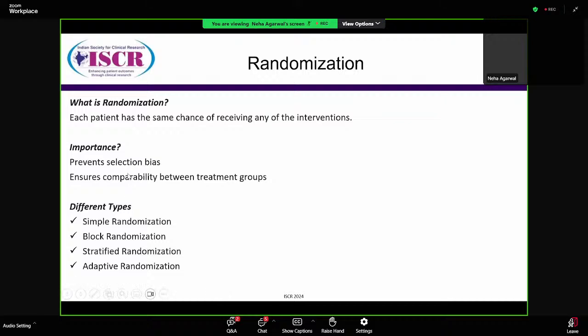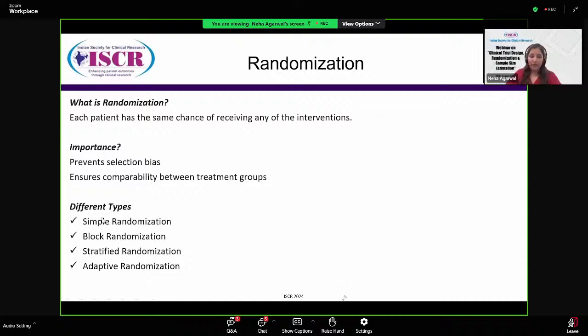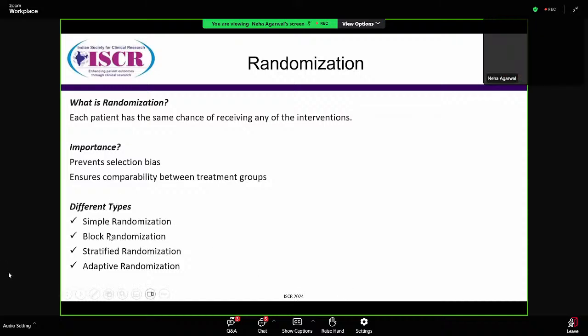Another importance of randomization is that it ensures comparability between treatment groups, because most of the baseline characteristics before randomization are similar. That's why randomization ensures the comparability between the treatment groups. Then there are different types of randomization we can do, and it will depend on the requirement and the study design. Here we have simple randomization, block randomization, stratified, and adaptive randomization.